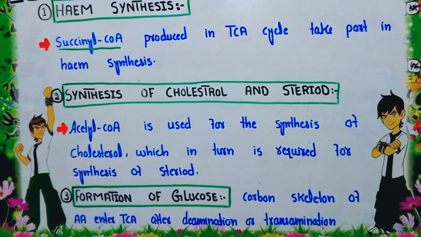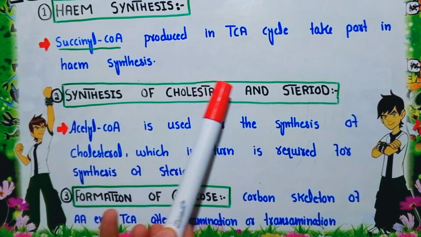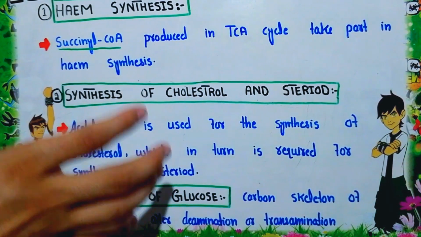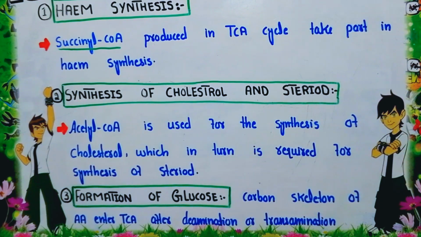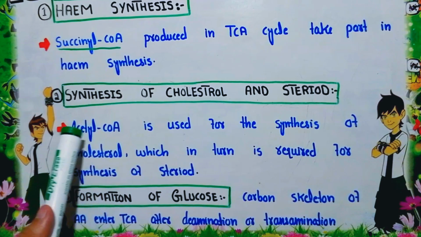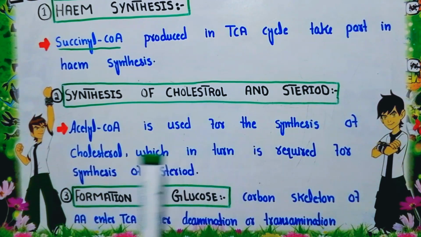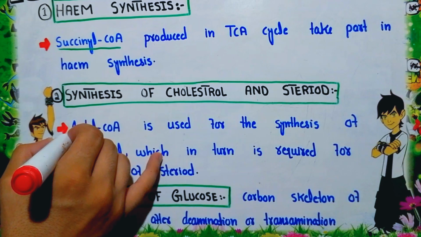Now look at the second example, the synthesis of cholesterol and steroids. Steroids and cholesterol are mainly formed from the intermediates of the TCA cycle. What are the intermediates responsible? Acetyl coenzyme A is used for the synthesis of cholesterol. The main precursor for cholesterol synthesis is acetyl coenzyme A.